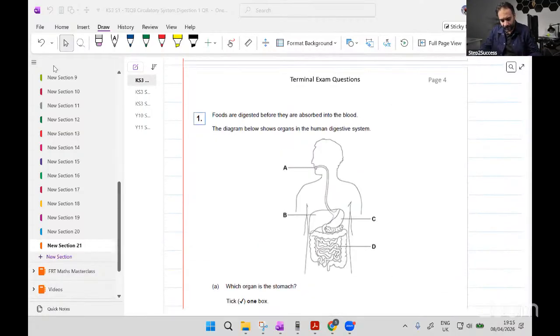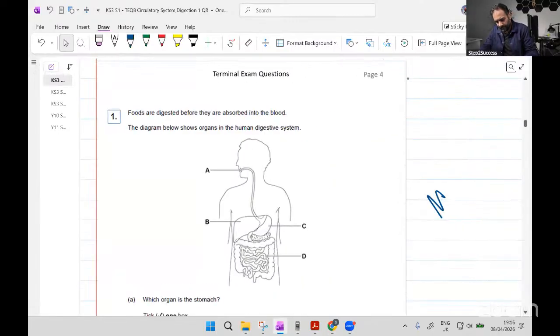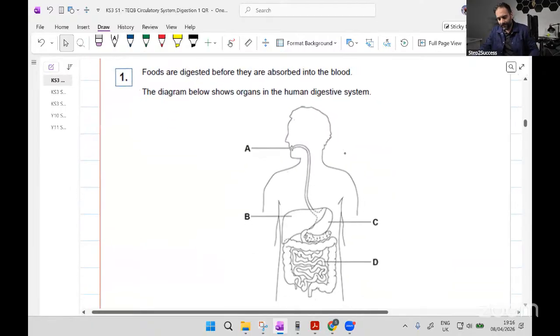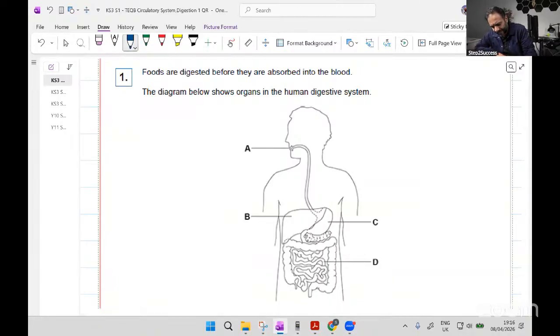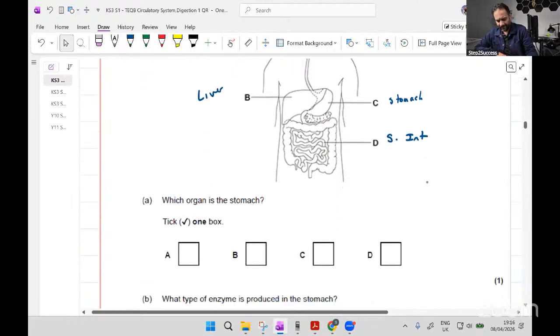The first question on here says foods are digested before they are absorbed into the blood. And the diagram shows organs in the human digestive system. I'll just do it all very quickly. A is pointing at the mouth, right? But it could also be pointing at salivary glands, which are also in your mouth and are part of your digestive system. B is pointing at your liver. C is pointing at your stomach. And D is pointing at your small intestines, which should answer a question.